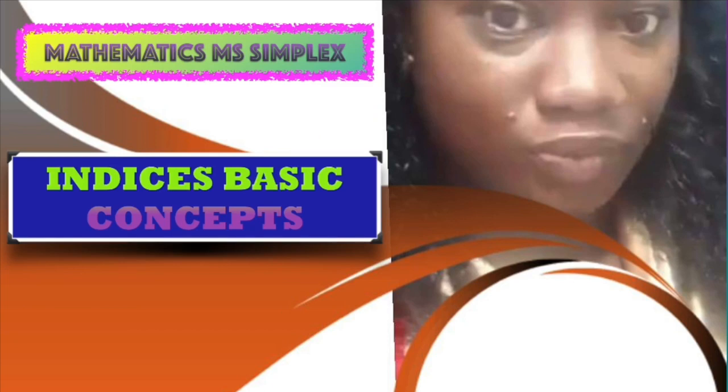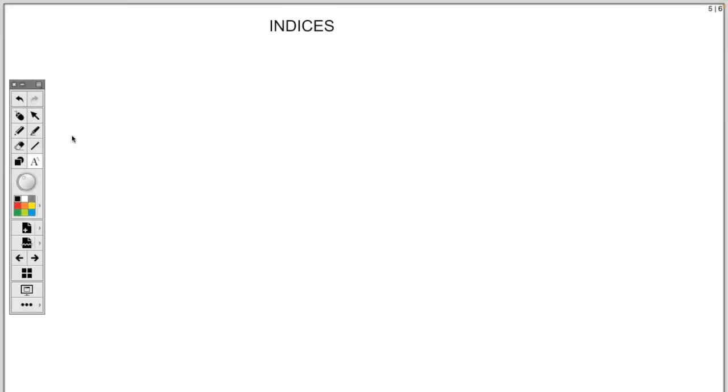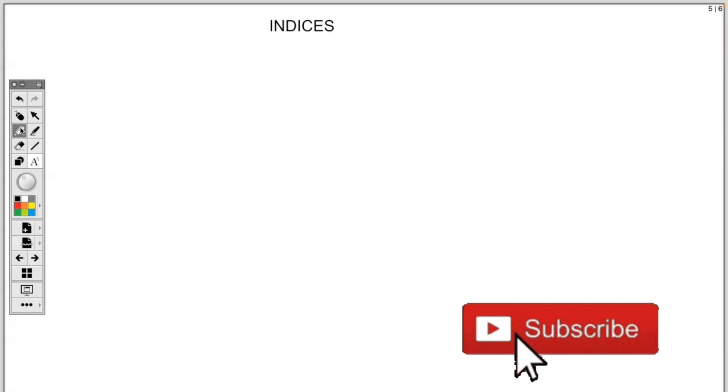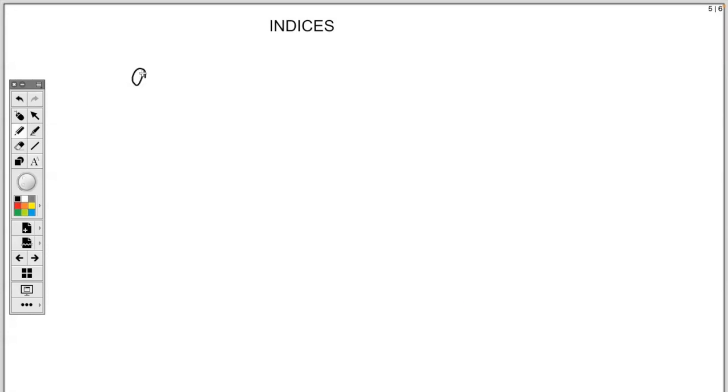Today I'll be looking at indices, where I'll be looking at the basic concepts to ensure that you are following the indices rules in class. So looking at the indices rules, not just know the rules, but know how to apply the rules is important. Indices comes in C-set, or you can just have a general algebra test. So we have to know indices.